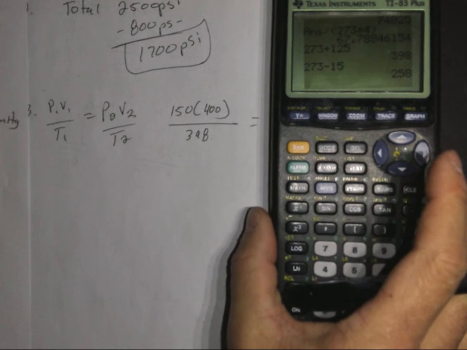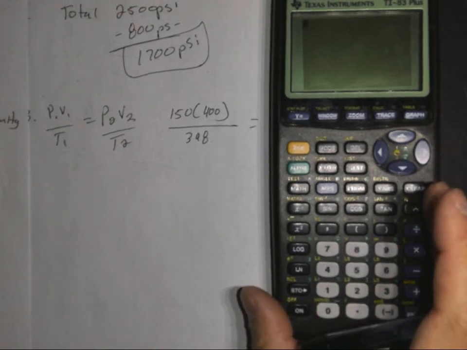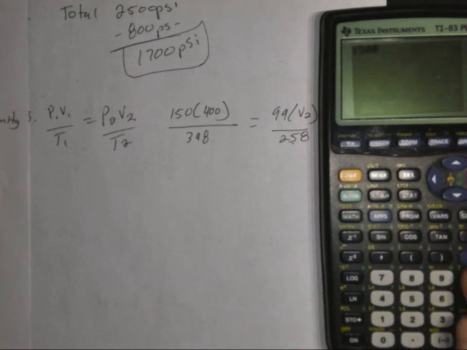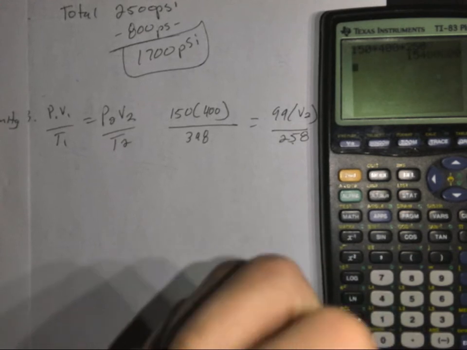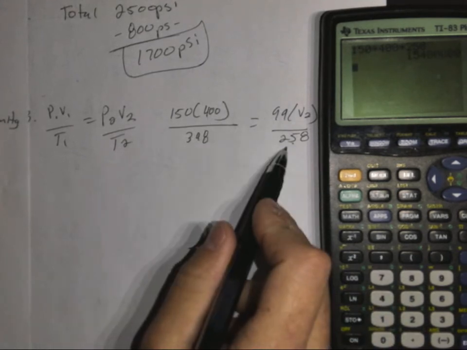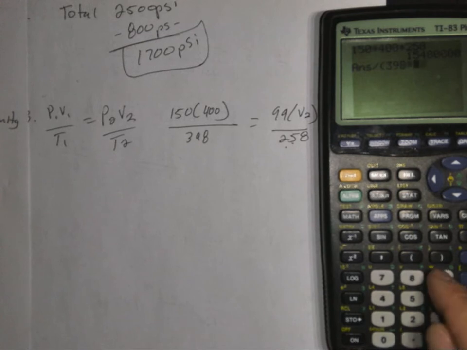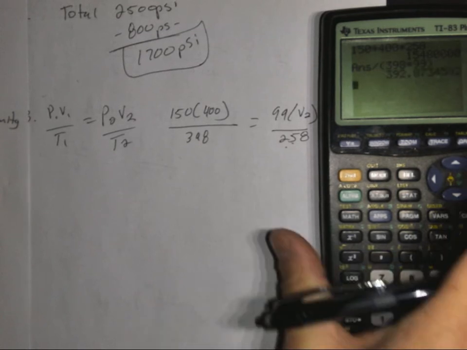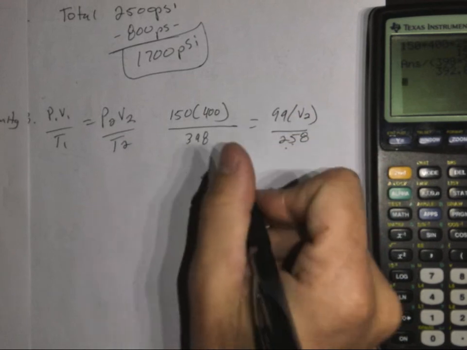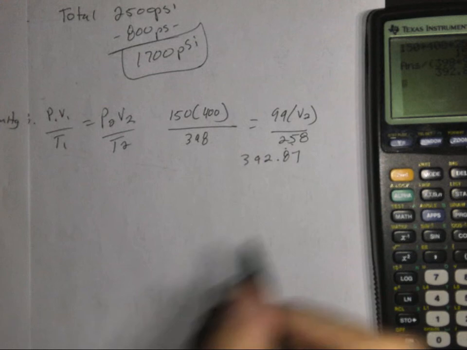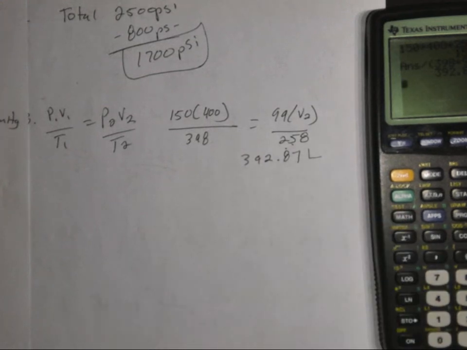So I'll show you the steps again on the calculator just so you know kind of what we're doing here. So we're going to do 150 times 400 times 258. So I multiplied this times that. I got a really big number, and I'm going to divide it by, be sure you open your parentheses, 398 times 99. Close your parentheses, and you get 392.87. And since we were given liters, our answer is in liters.